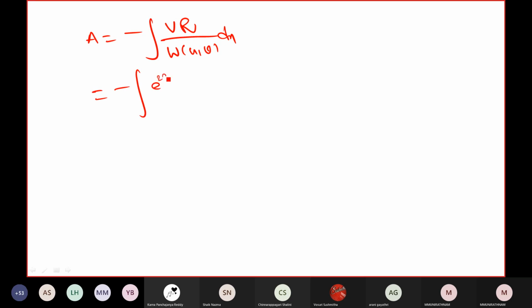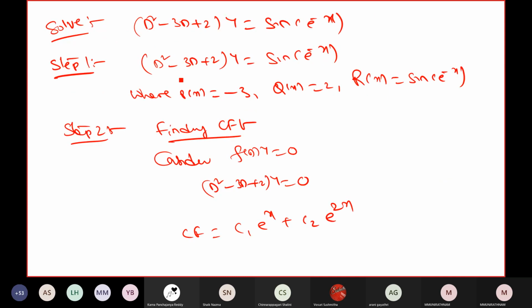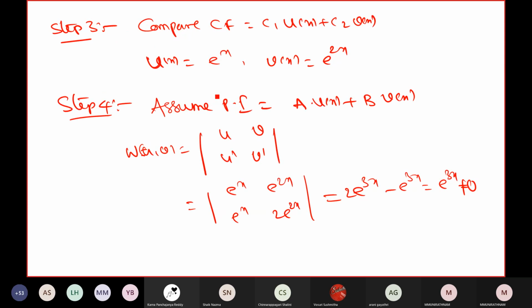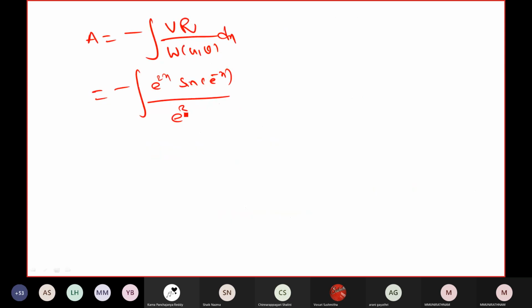So what is A now? A is minus integral of V into R by the Wronskian of U comma V, dx. What is V? e power 2x. For R, it is sine of e power minus x. What is the Wronskian we have? e power 3x. The e power 3x goes up.